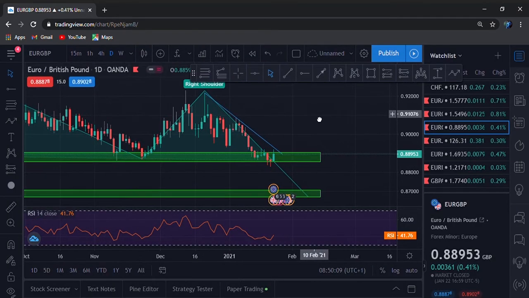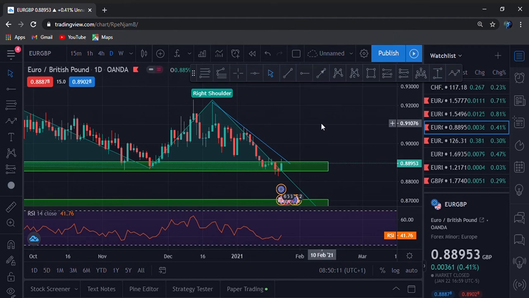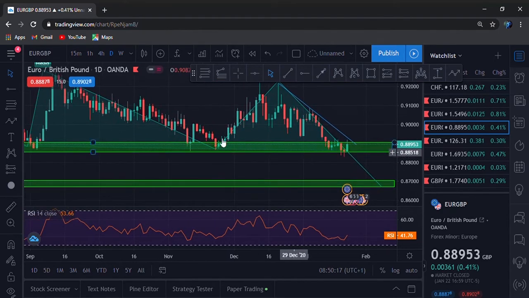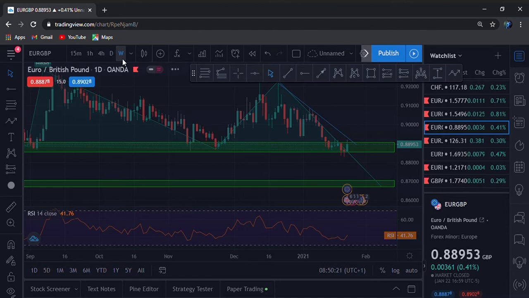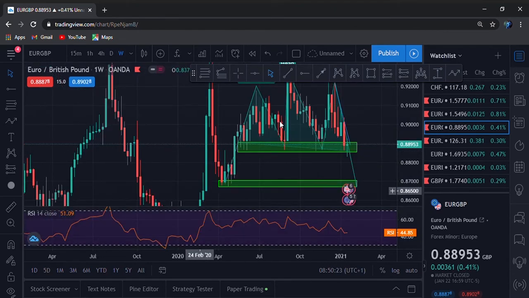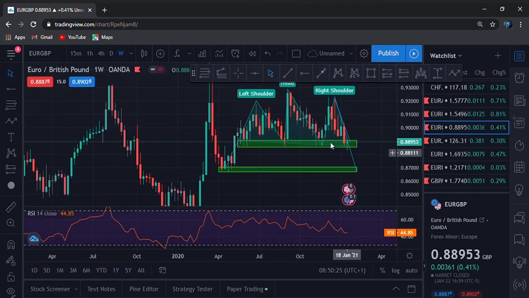I actually predicted some weeks back, or maybe last week, that price should respect this trend line, because I said it's a head and shoulder pattern forming on the weekly time frame or the daily time frame. Yes, head and shoulder pattern, as you can see, guys. Now, and I saw a downtrend.